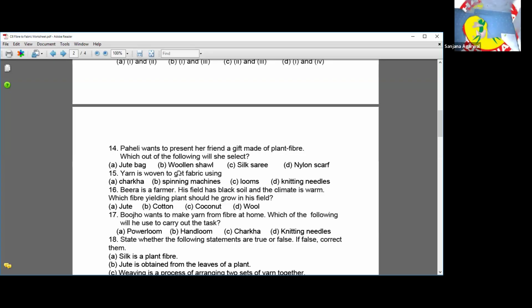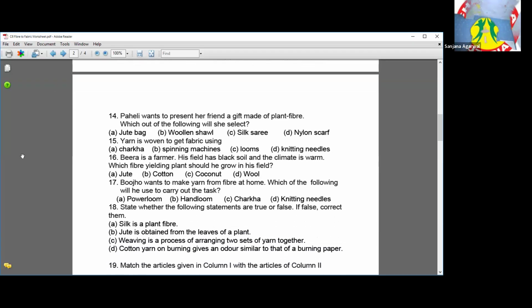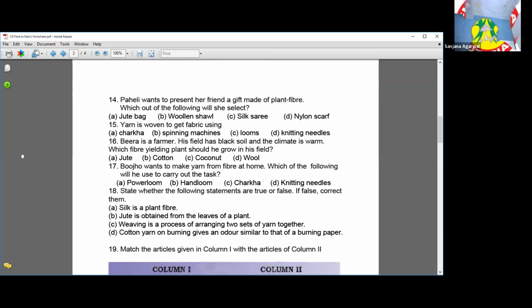Charkha. Or he can use handloom. He has to convert fiber into yarn. Charkha also, handloom also can be correct here, no? But charkha is fine. Okay, charkha. State whether the following statements are true or false. Okay, 18. Be quick, please.